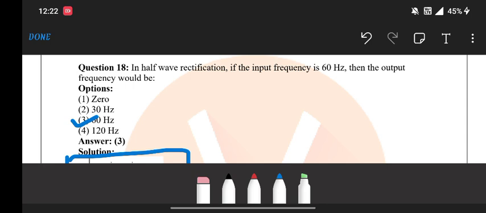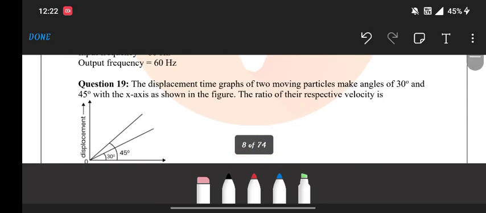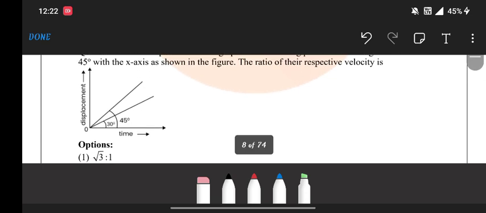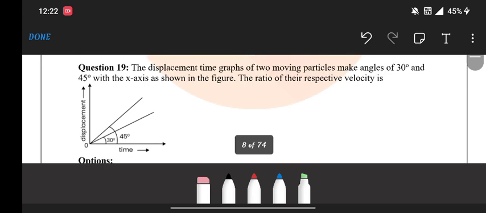Moving on to our next question, question number 19. Here they have asked, the displacement-time graphs of two moving particles make angles of 30 degrees and 45 degrees with the x-axis, as shown in the figure. What is the ratio of their respective velocities?